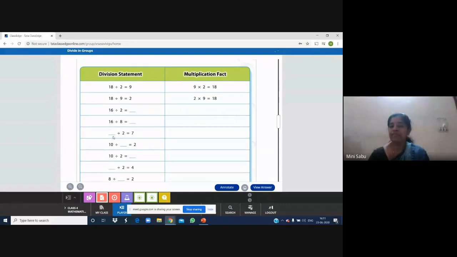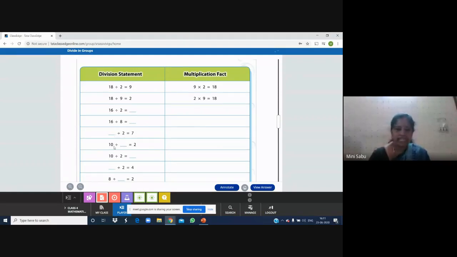Now the next question is a little bit different. Here the total number, the dash, we have to find out. Some number divided by 2, you will get the answer 7. What is that number? In such cases, you have to multiply the given two numbers, 7 and 2. The multiplication fact goes like this. 7 2s are, what will you get? 14. Got it? I think you got the idea.